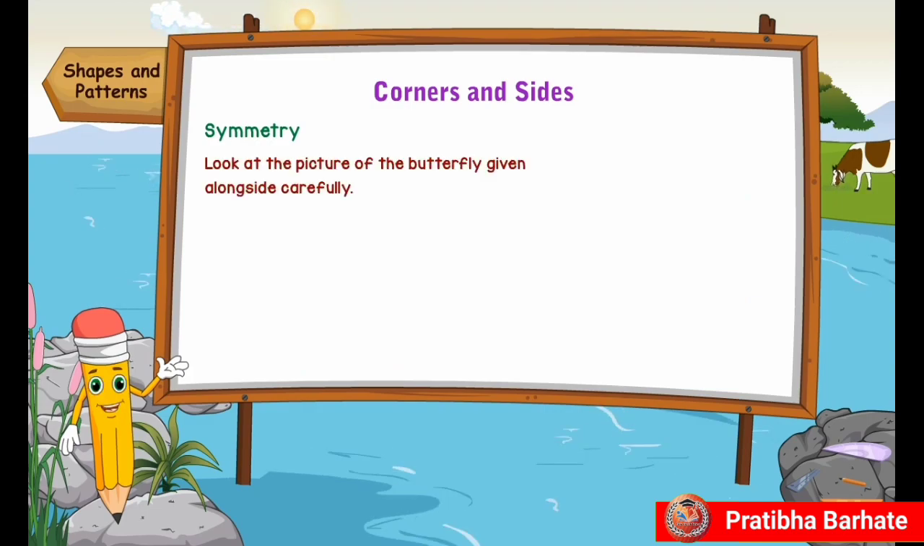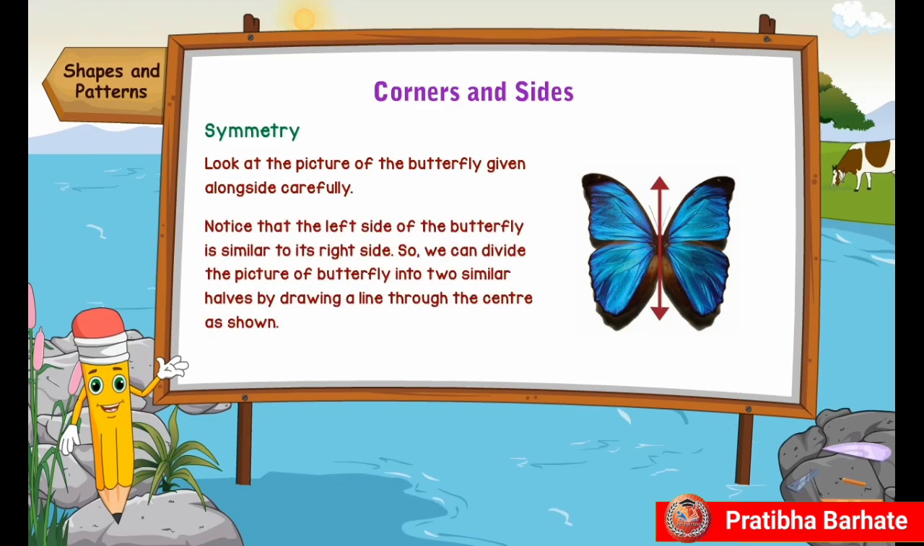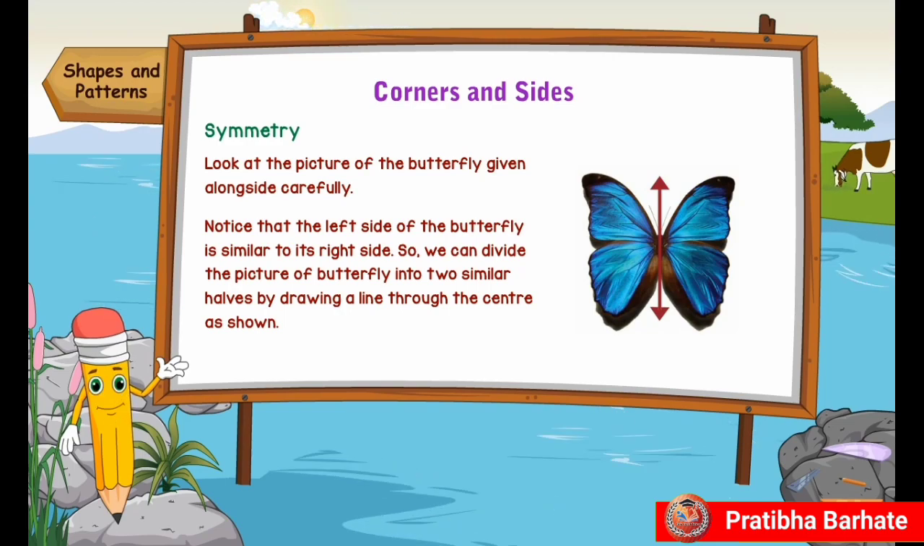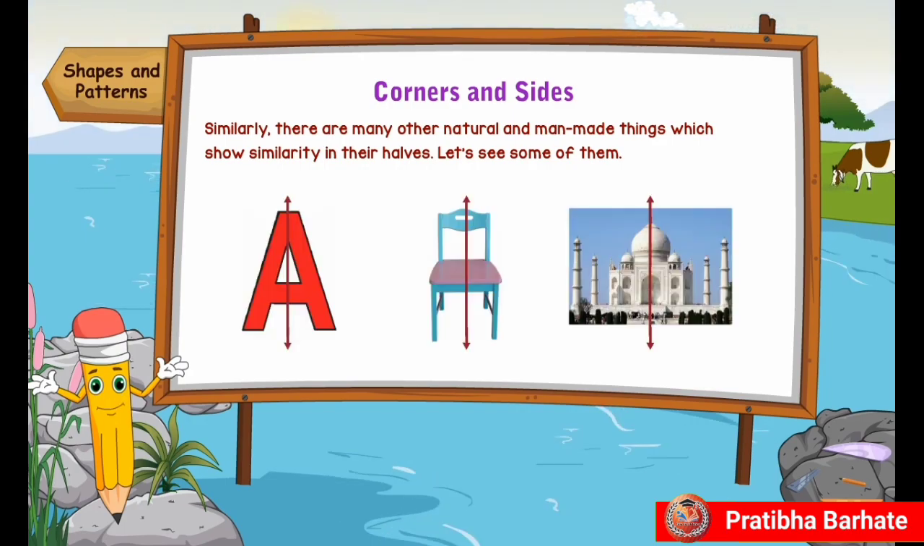Symmetry. Look at the picture of the butterfly given alongside carefully. Notice that the left side of the butterfly is similar to its right side. So, we can divide the picture of the butterfly into 2 similar halves by drawing a line through the center as shown. Similarly, there are many other natural and man-made things which show similarity in their halves. Let's see some of them.